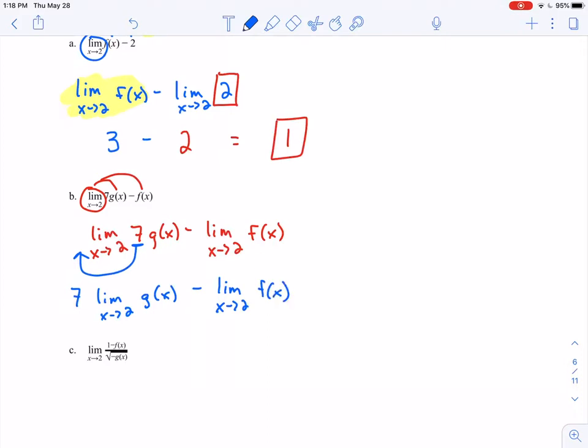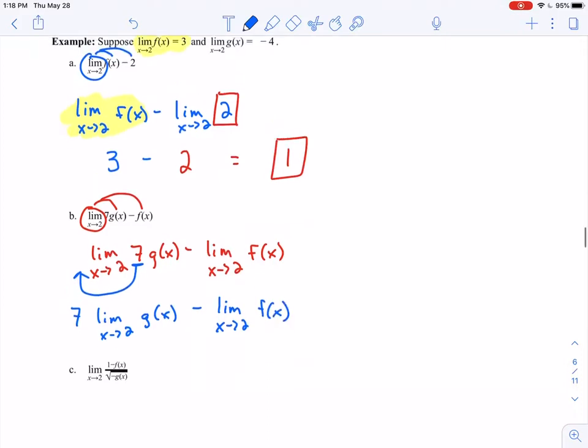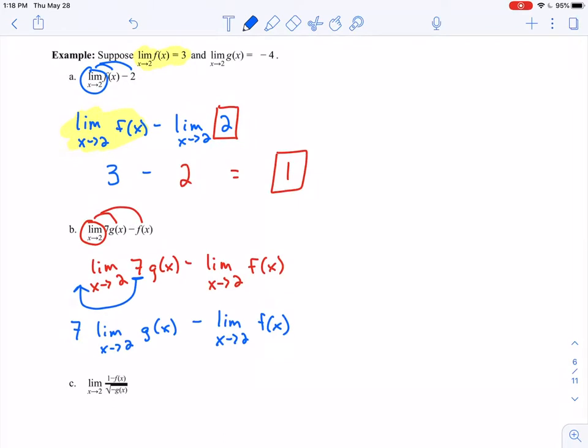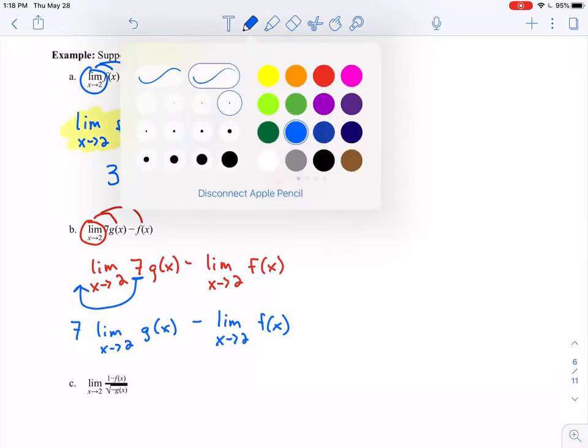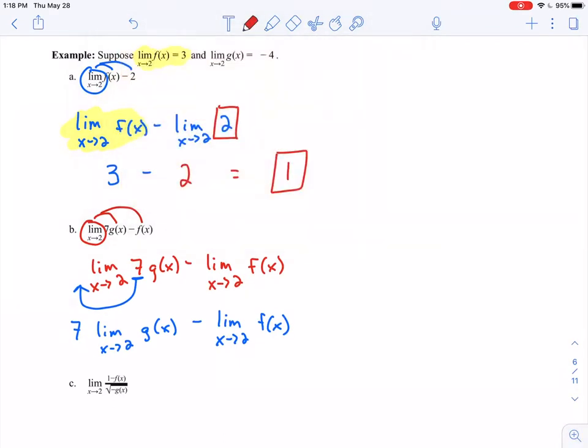And now I can go ahead and say, all right, the limit as x approaches 2 of g of x. What is this guy? Let me do that in red. So the limit as x approaches 2 of g of x, this piece right here is really equal to negative 4. So I can take out that limit statement and replace it with negative 4.